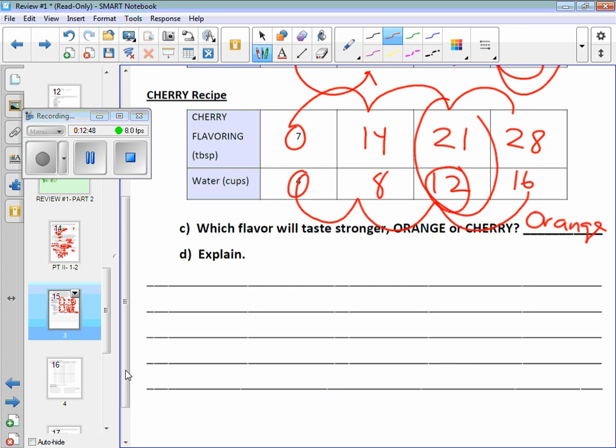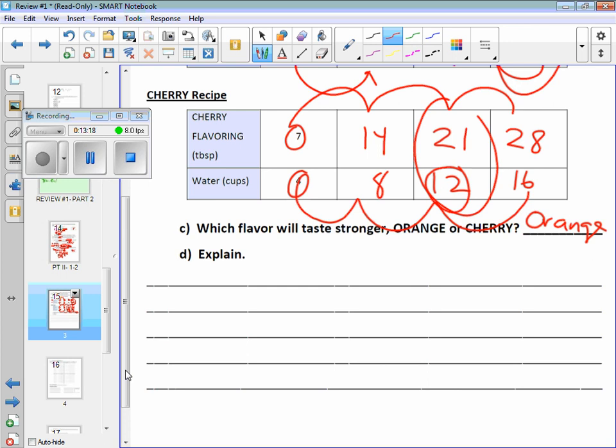And then in your explanation, you want to say something to the effect, I'm going to do it verbally because it takes too long to write it out. When both cups of water are the same, the flavoring with more tablespoons will taste stronger. Something to that effect. I did orange because 21 flavoring is less than 24 flavoring.